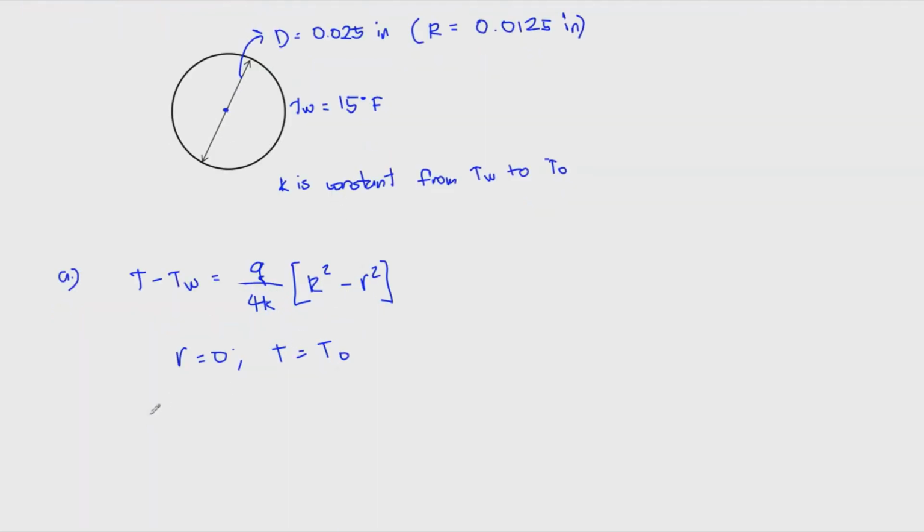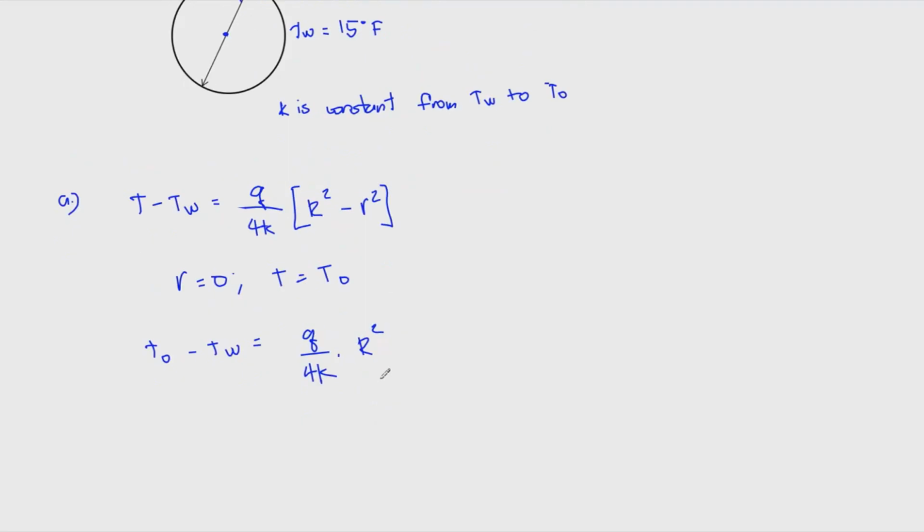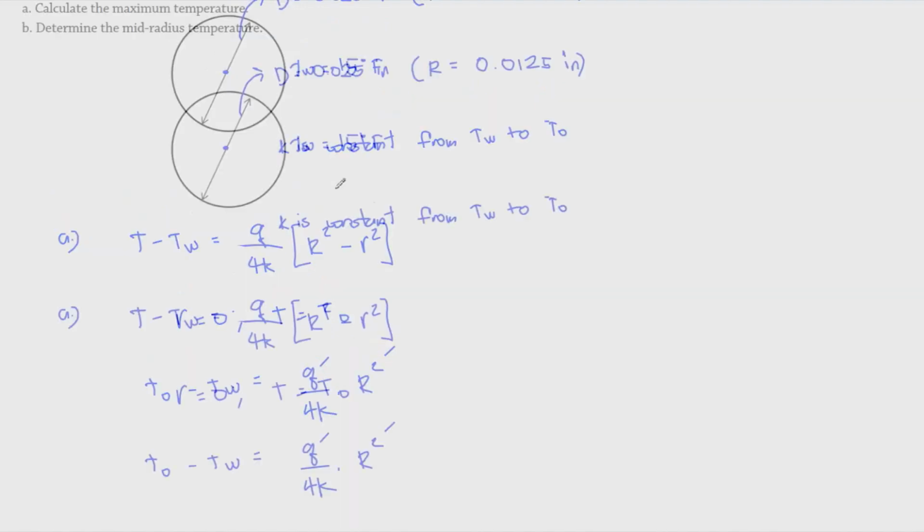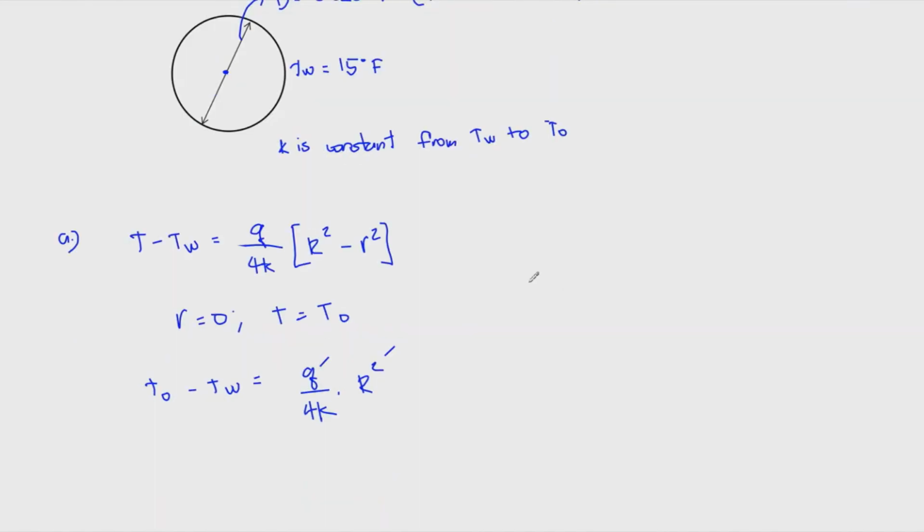So with that, we have TO minus TW equal to Q over 4K, and then simply multiplied by R squared. Now let's substitute the values. Since we have Q and R, we've got no problem with it, but we don't have K yet. But it says here that K is constant from TW to TO, so I can evaluate K at the surrounding temperature, and TW for this problem is given. So I need to find the thermal conductivity of silver at 15 degrees Fahrenheit.